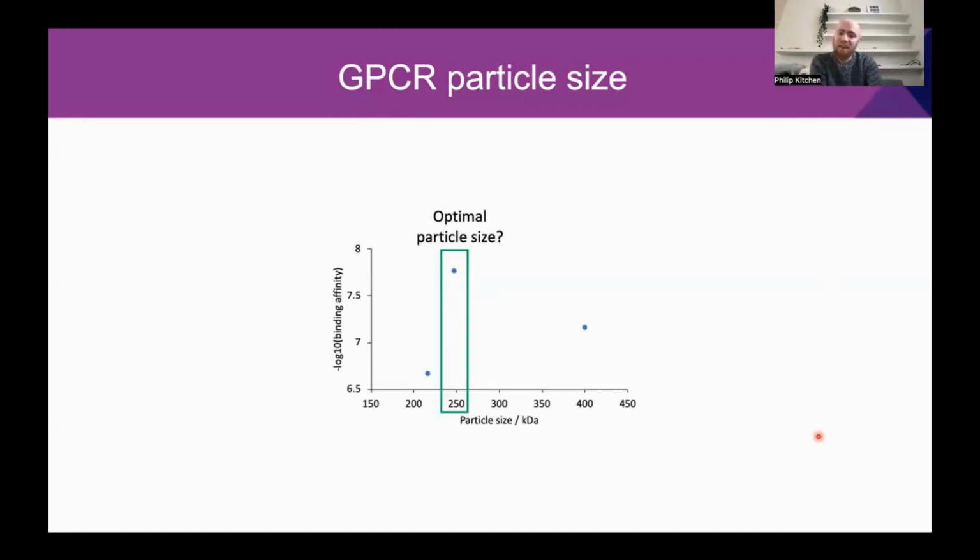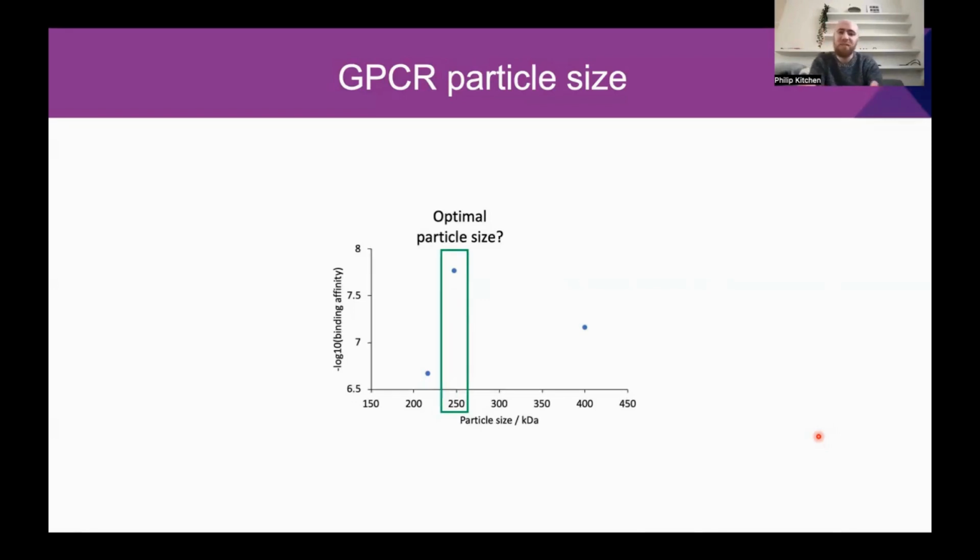So obviously this is only 3 data points. So what we're planning to do next is a size exclusion chromatography experiment where we collect very small fractions and characterize each of the fractions one by one for the binding affinity, to try and plot a more comprehensive curve of the binding affinity against the particle size.